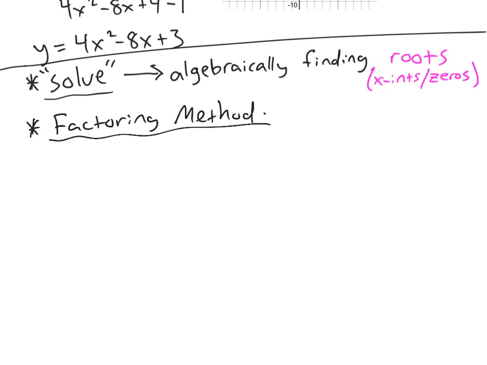And so what this is going to utilize is a thing called the zero product property. Because if we can write these as factors and we find how to make each factor equal to 0, then we are finding those x-intercepts, those zeros or roots.